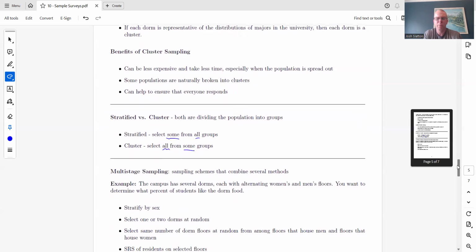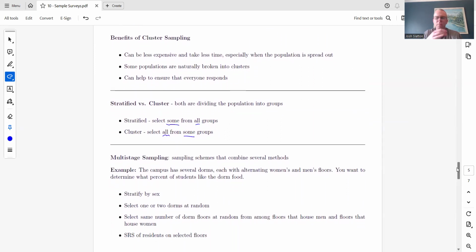So then we have multi-stage. Multi-stage combines several methods, and we're going to see another method in a minute that could be in here. So the campus has several dorms, each with alternating women's and men's floors. You want to determine what percent of students like the dorm food. So we can stratify by sex, men and women. We can select one or two dorms at random. Select the same number of dorms at random from among floors that house men and floors that house women.